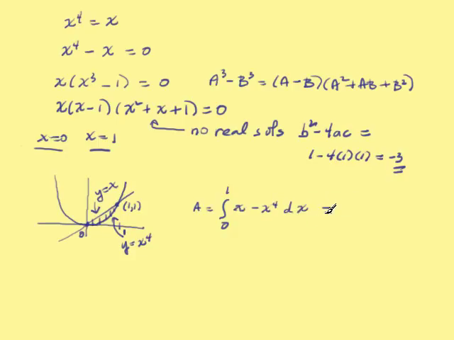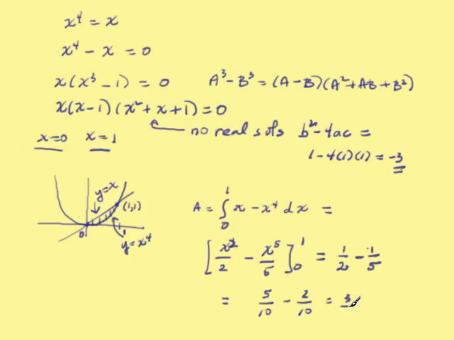All right, so that's equal to x squared over 2 minus x to the 5th over 5, and we're substituting in. So we get 1/2 minus 1/5. Okay, and the other limit is 0, so let's just change everything over to tenths. So that's 5/10 minus 2/10, and that is 3/10 for the area.